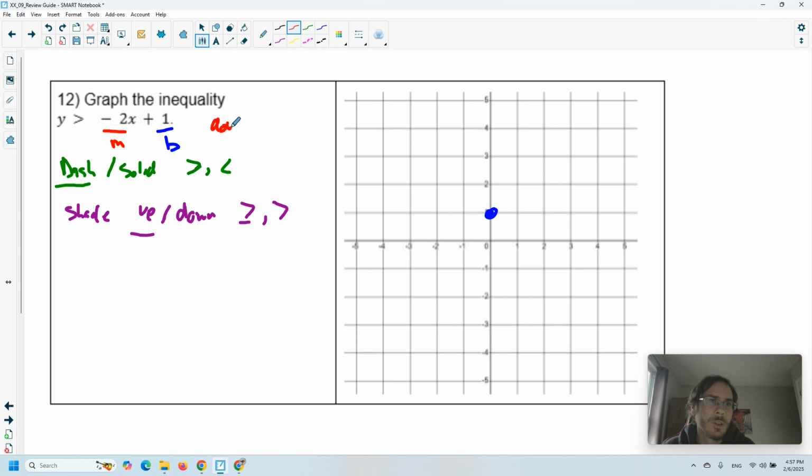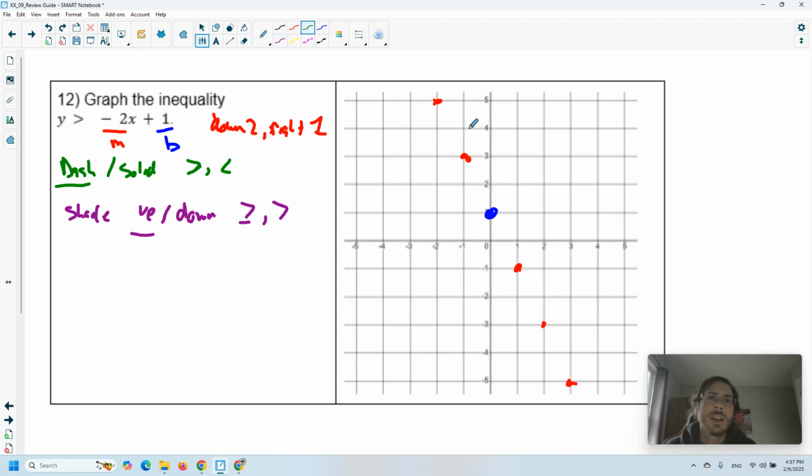So we're going to go down 2 and then over 1. Oops, not over, we're going to go right 1. Always want to go right if you can. So down 2, right 1, down 2, right 1, down 2, right 1. We can go back, up 2, back 1, up 2, back 1.